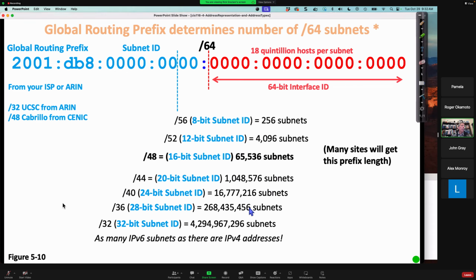/52 or /56. This is actually becoming common for households. I run IPv6 from home. I'll show you that address, if not today, definitely on Thursday. A lot of internet service providers are giving /52s or /56s so you can subnet at home. So you could have 256 subnets.